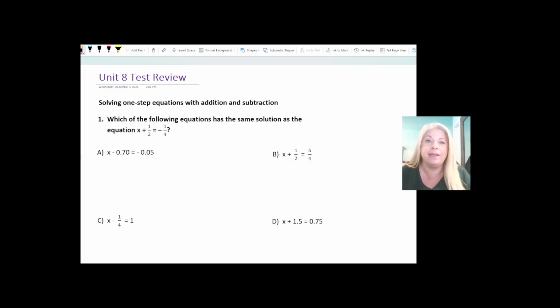Congratulations on reaching the last test of semester 1. This is the Unit 8 test review, where we're going to go over some practice problems together in order to get you better prepared for the Unit 8 test.